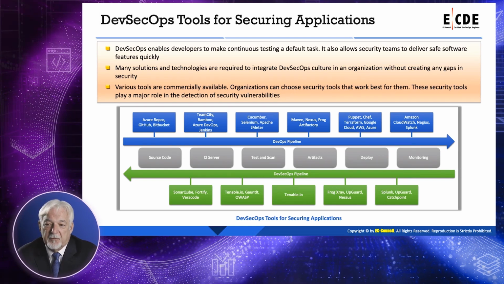Left to right, and we tend to try to push them. The reason the arrow is going left is that we tend to try to push this stuff earlier into the cycle. The whole thing with DevSecOps is early detection and remediation of problems. That's why we're doing this. So over on the left, we see SonarQube, Fortify, Veracode, Tenable.io, Gauntlt, OWASP, JFrog Xray, UpGuard, Nessus, Splunk, UpGuard, and Catchpoint. We'll discuss these tools in a little bit of detail on how to integrate them into the DevSecOps program in later modules.